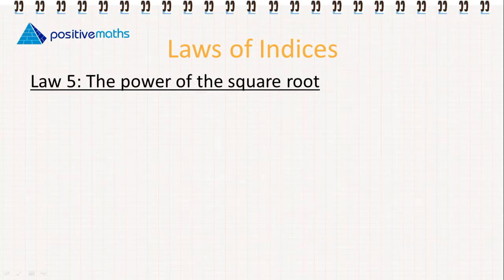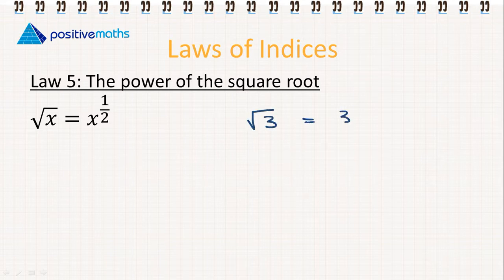Law number 5, the power of the square root. Okay, so this is where we need to know that the square root of x is equal to x to the power of a half. So for example, let's say we had the square root of 3. This is equal to 3 to the power of a half. Square root of 5 is equal to 5 to the power of a half.